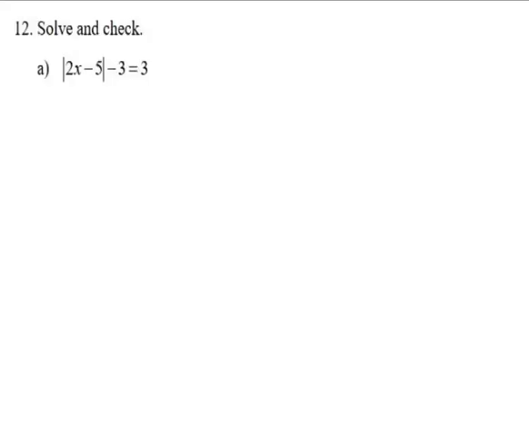Okay, here we're going to solve and check the answer. We have absolute value of 2x minus 5, minus 3, is equal to 3. First step is to isolate the absolute value. So I'm going to add 3 to both sides of the equation. So we get absolute value of 2x minus 5 is equal to 6.